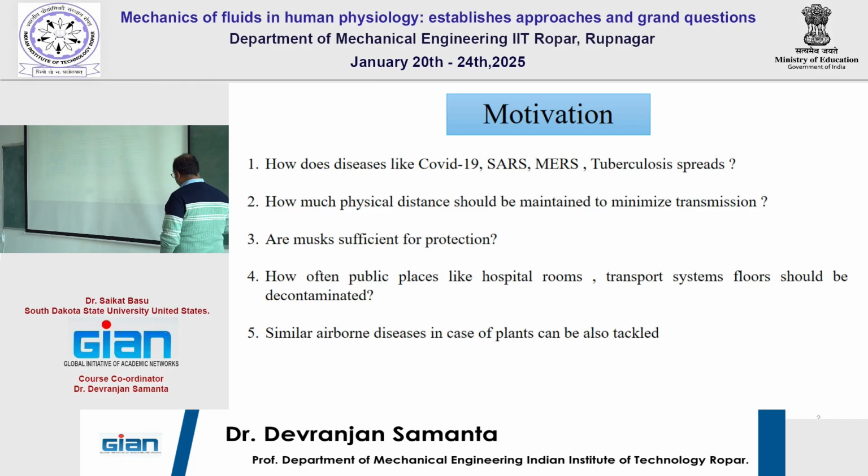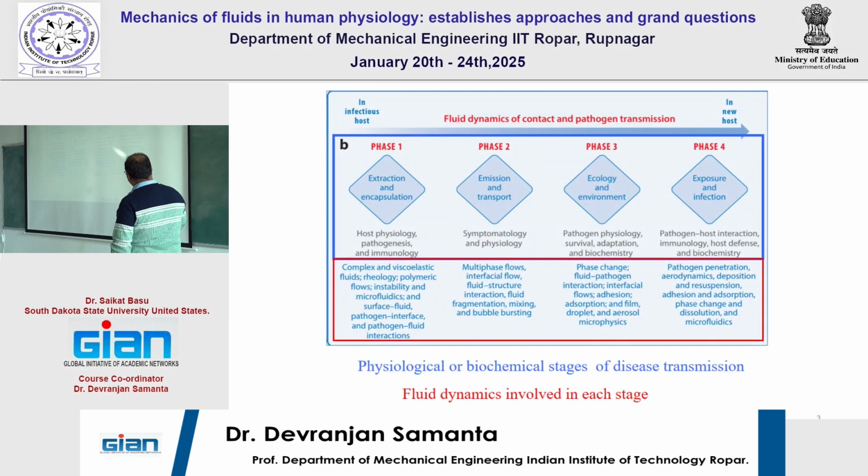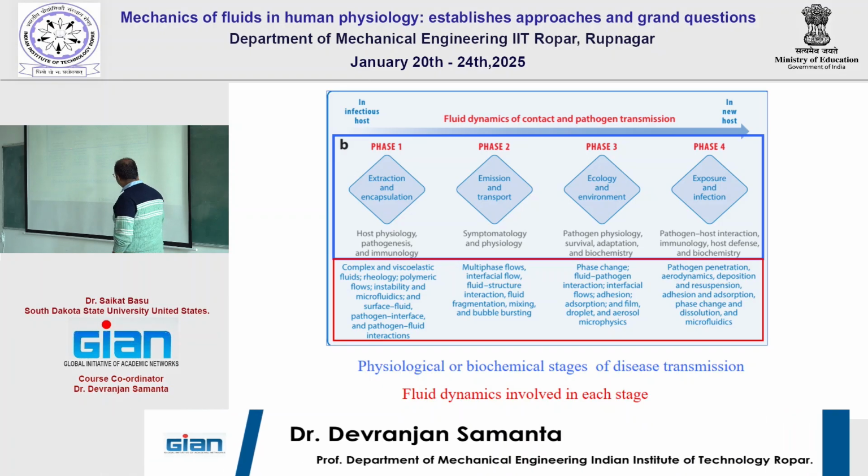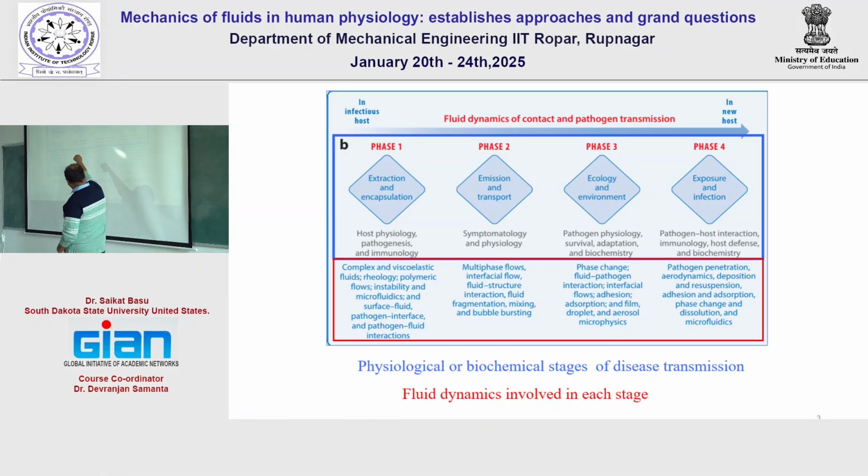So here is a schematic of the four stages of any disease transmission. The first part involves more biological terms. The first one is extraction and encapsulation. We did not bother about that, but you can see here the fluid dynamics part involves complex and viscous fluids, rheology, which deals with the characterization of polymeric fluids. Then hydrodynamic instability is there. Again, for disease detection, we need some sort of lab-on-a-chip diagnostic tools, which involve our knowledge of microfluidics, and the surface-fluid pathogen interface, how the fluid contaminates the surface.